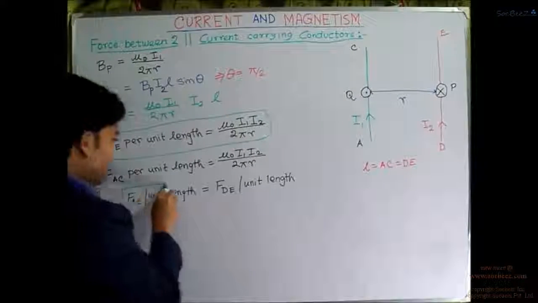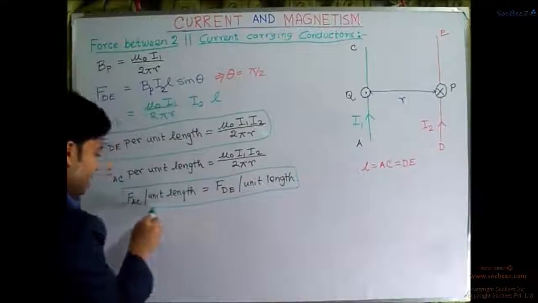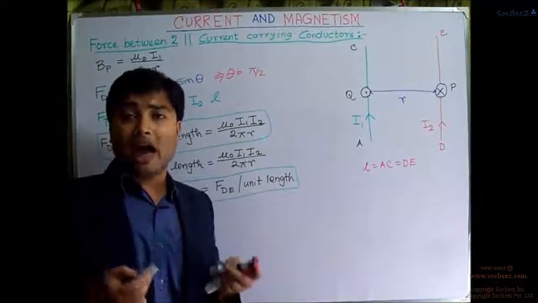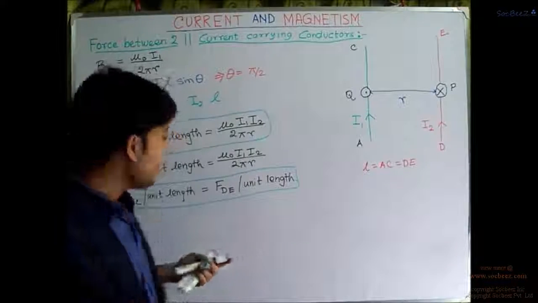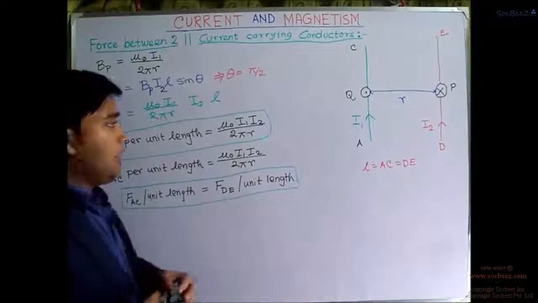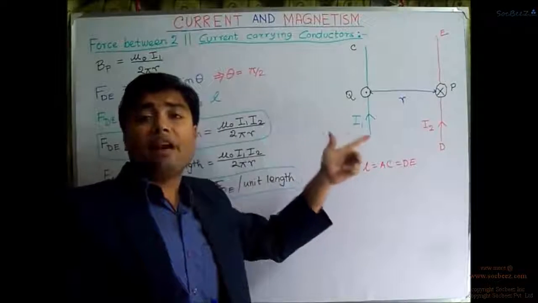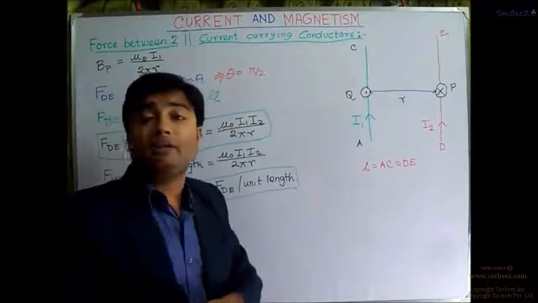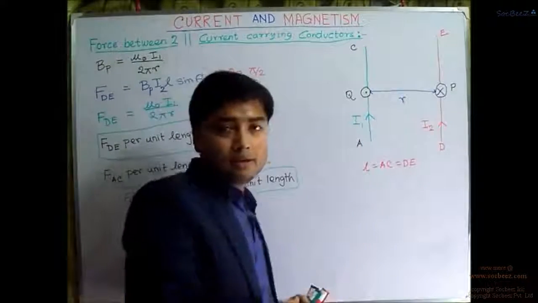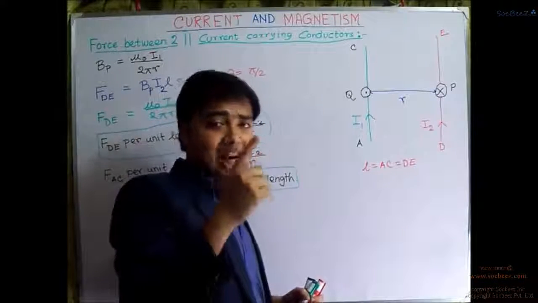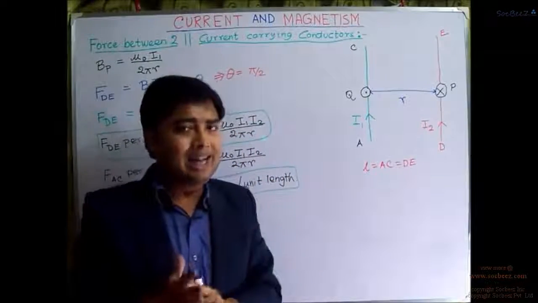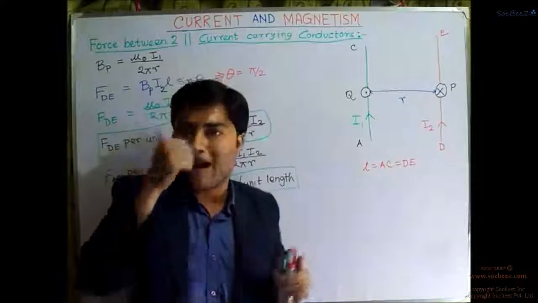Now, whatever we have discussed over here is simply about the magnitude. What about the direction of the forces, right? For example, for this FDE we need to take the help of Fleming's left hand rule. Initially you were not using Fleming's left hand rule because at that point only I was present. You needed to find out the direction of B. Only one is present and another one is absent. You need to find out, taking the help of the corkscrew rule or Maxwell's right hand thumb rule.